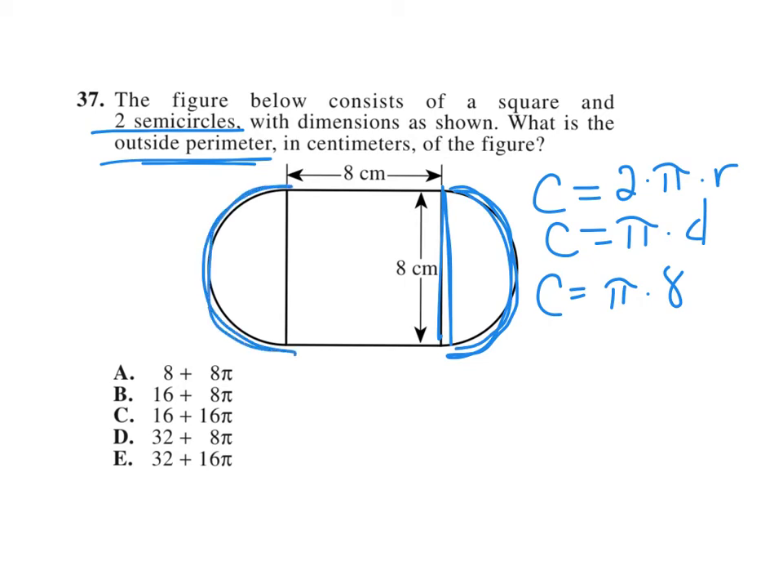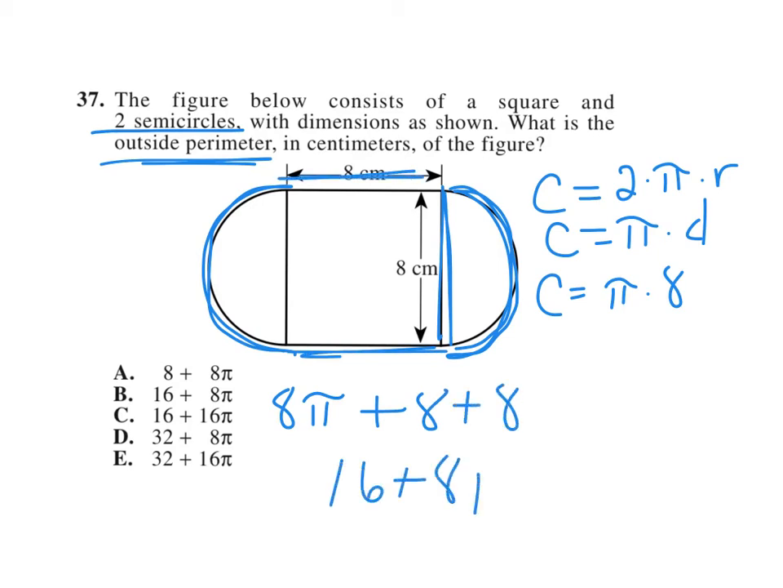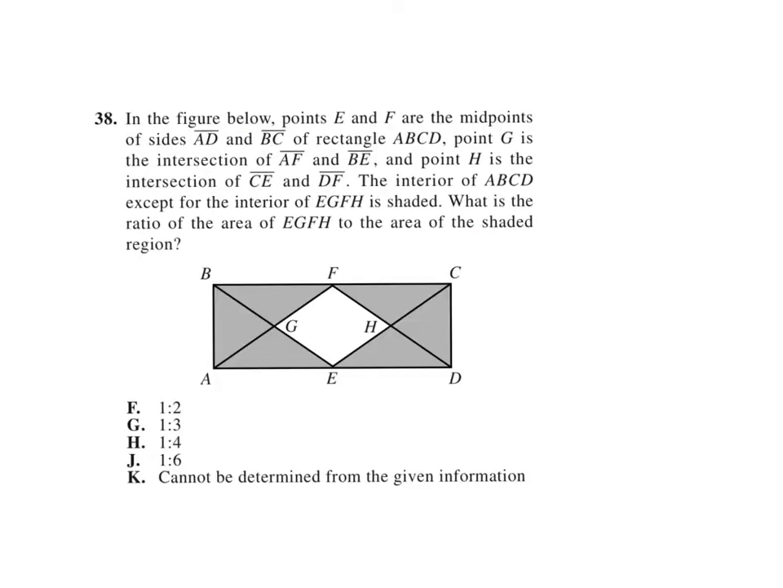And remember, I'm looking for perimeter. Perimeter is the outside edges. So I have 8 pi plus this length is 8 plus this length is 8. So 16 plus 8 pi. So B.